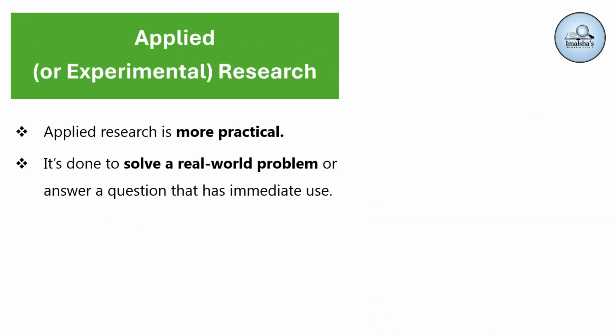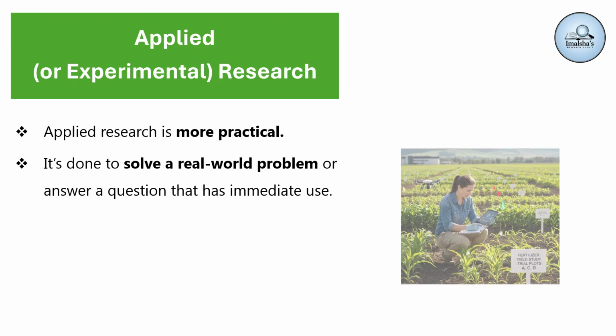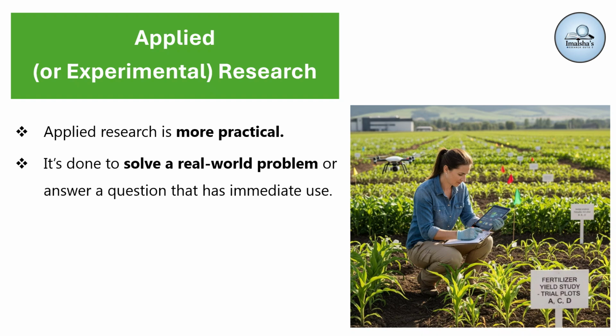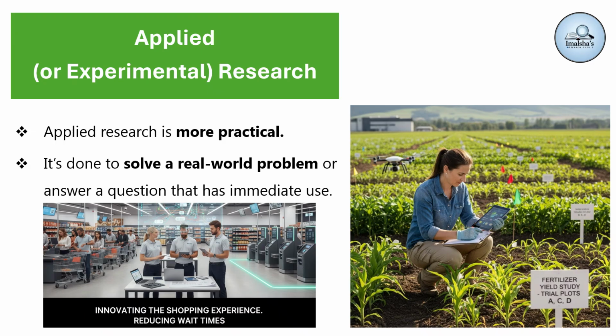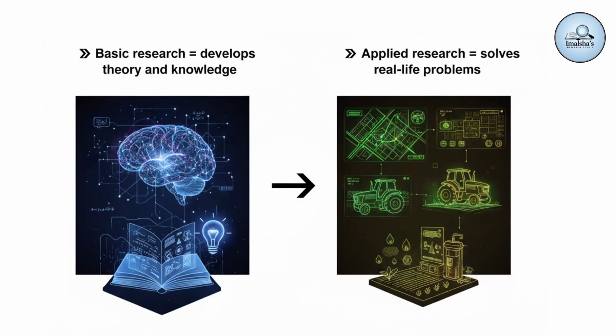Applied or experimental research. Applied research is more practical. It is done to solve a real world problem or answer a question that has immediate use. For example, an agricultural scientist tests which fertilizer gives the highest crop yield. Or a company studies how to reduce customer waiting time at a supermarket. This type of research has specific utility. It solves a particular issue right now. Okay, now I think it is clear. Basic research develops theory and knowledge. Applied research solves real life problems.